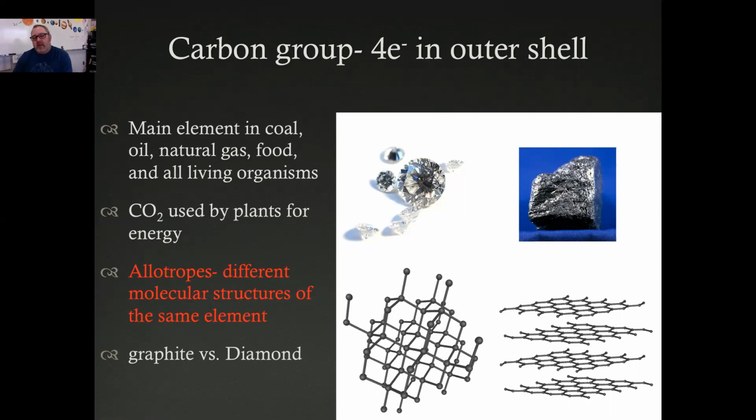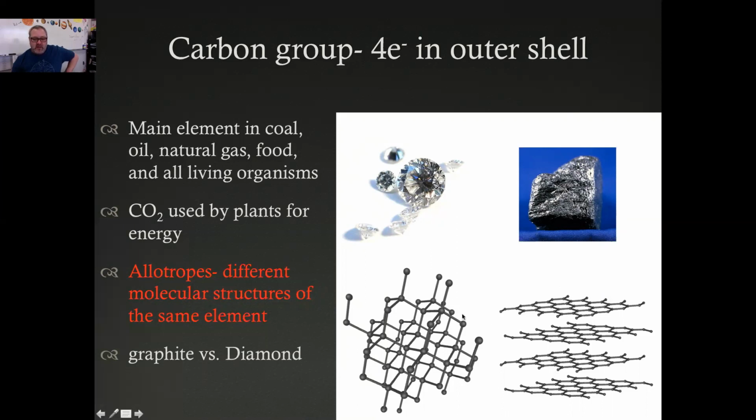You find carbon in all of the fossil fuels: coal, oil, natural gas. It's in food. So when you eat stuff, one of the main components in the food that you eat is carbon. And carbon also has what we call allotropes. Okay, these are different molecular structures for the same element. So like graphite versus diamond. Diamond has a very rigid structure, graphite as well.